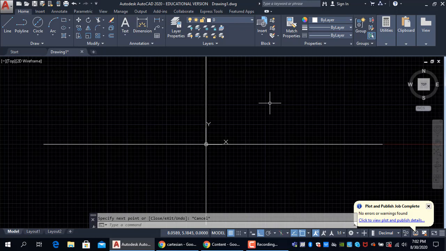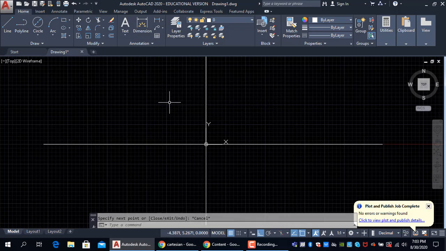And notice those numbers are positive. Positive 8 point something and positive 5 point something. Notice that as I'm moving my mouse, those points are changing because I'm selecting different points on the grid. And notice how precise those are.